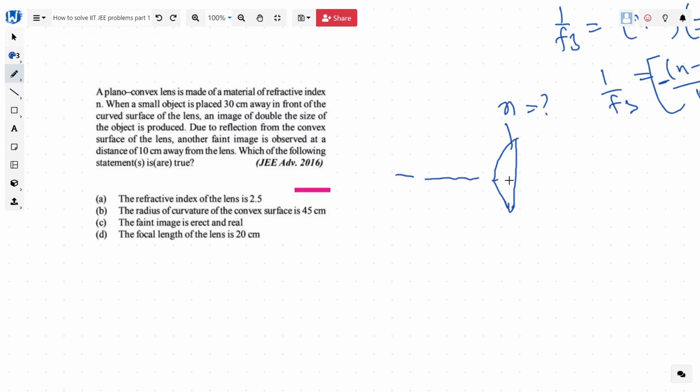Now we have this u, which is given as 30 centimeters. And we know that an image will be produced which is double the size.